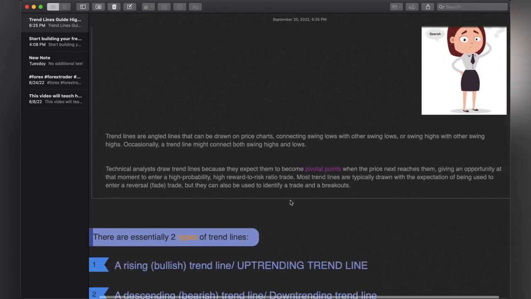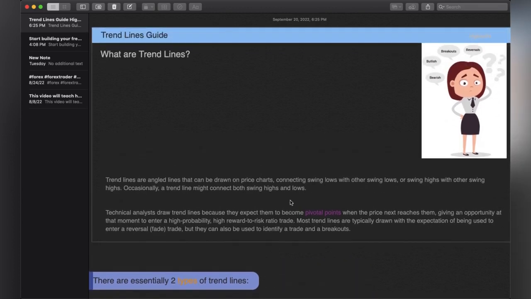But let's do a little bit of reading on it. It said trend lines are angled lines that can be drawn on a price chart, connecting swing lows and other swing lows, or swing highs and other swing highs. Occasionally, a trend line might connect both swing highs and swing lows.